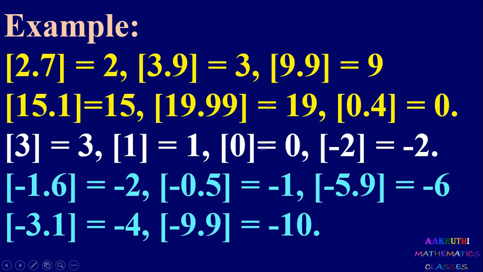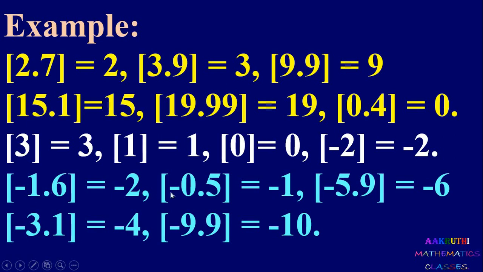For integers, the greatest integer function is the same integer only. So next we consider negative numbers. Greatest integer function of minus 1.6 is minus 2. The greatest integer less than minus 1.6 is minus 2. It is not minus 1, because minus 1 is greater than minus 1.6. Therefore, the greatest integer less than minus 1.6 is minus 2.